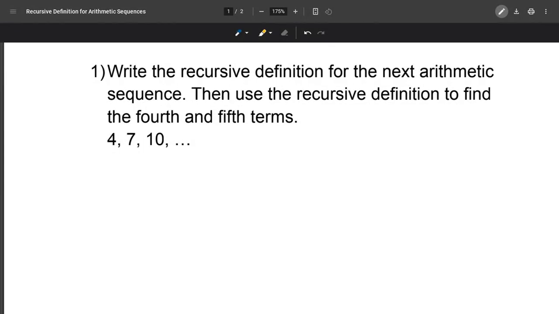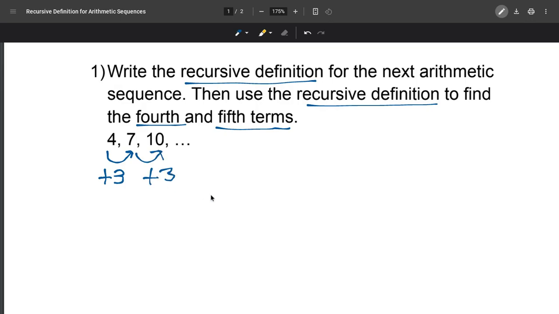In this video, we're going to write the recursive definition for arithmetic sequences and find the fourth and fifth terms. So in question 1, again, it says write the recursive definition for the arithmetic sequence, then use the recursive definition to find the fourth and the fifth terms. We want to see what the common difference between terms is. So if I go from 4 to 7, I add 3 here. If I go from 7 to 10, again, I add 3. So my common difference is 3.